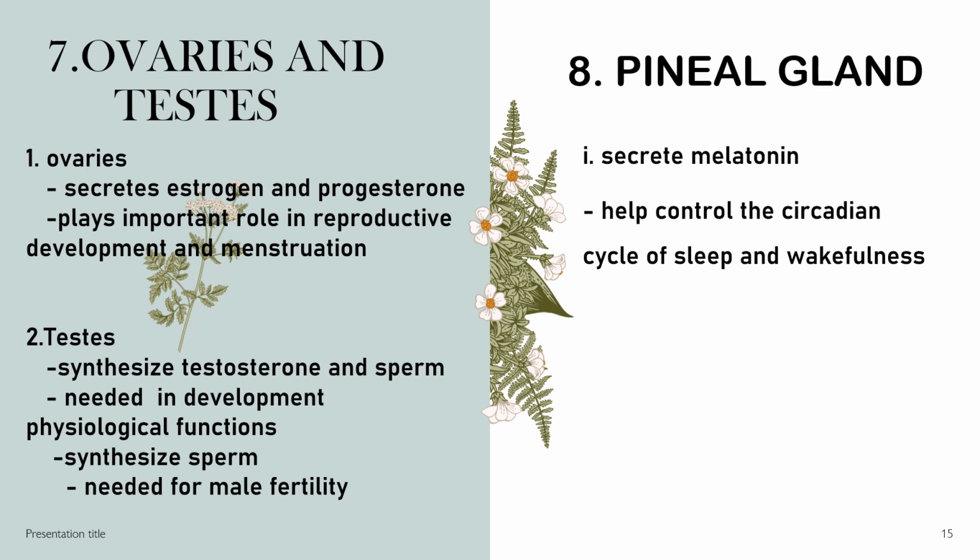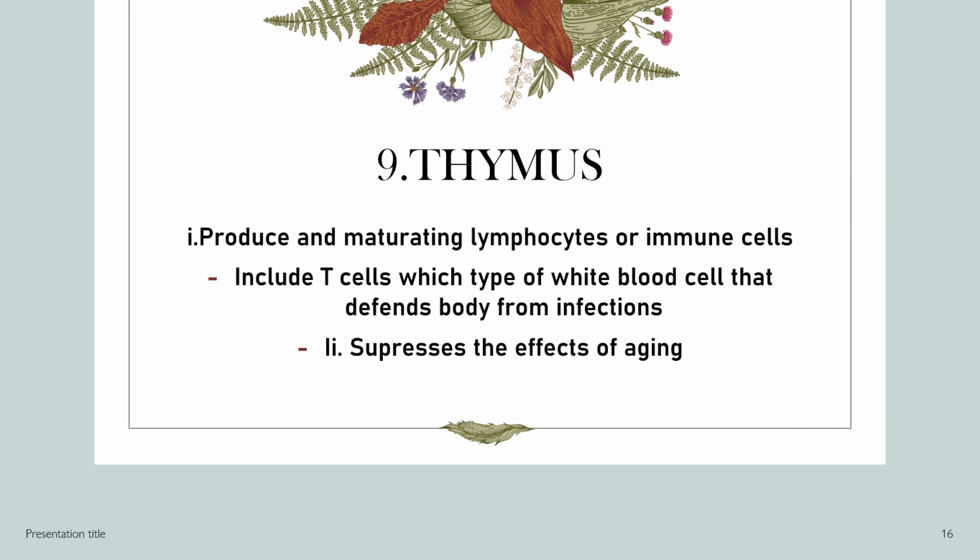The eighth gland is the pineal gland. The pineal gland will secrete melatonin. It will help to control the circadian cycle of sleep and wakefulness of our body. The last gland is the thymus. It will produce and mature lymphocytes or immune cells, including the T cell. The T cell is a type of white blood cell that defends the body from infection, and it will suppress the effect of aging.